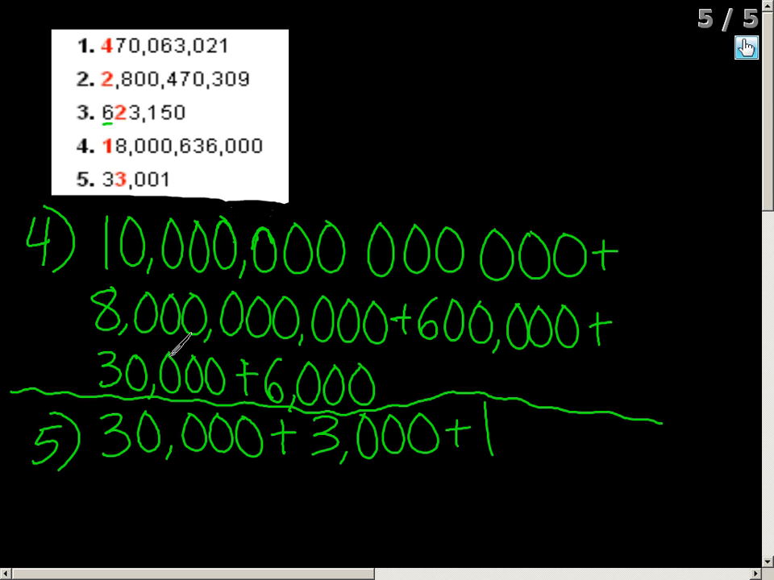So here are your answers for number 4 and 5. Okay, you should have, for number 4, first of all, you should have 10 billion plus 8 billion plus 600,000 plus 30,000 plus 6,000, and the value of that red digit is actually 10 billion. For number 5, you should have the answer of 30,000 plus 3,000 plus 1. The value of that red digit is actually 30,000.